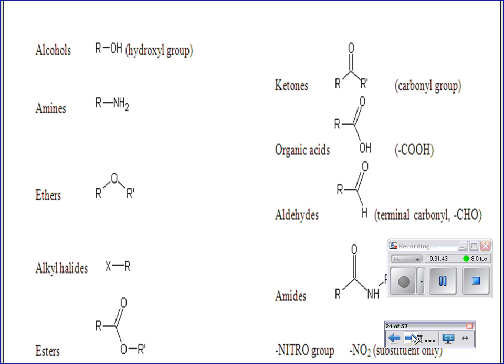The next is the amine. N is the centralized portion here, so we usually have an N that's got 3 locations where we could put carbon chains all around the N. A centralized N indicates an amine. Okay?